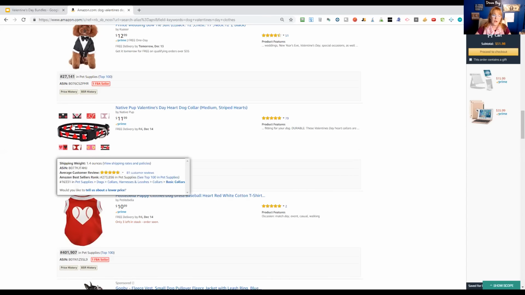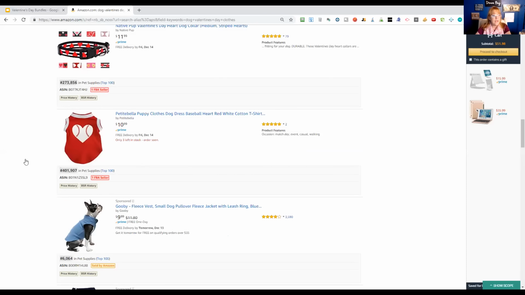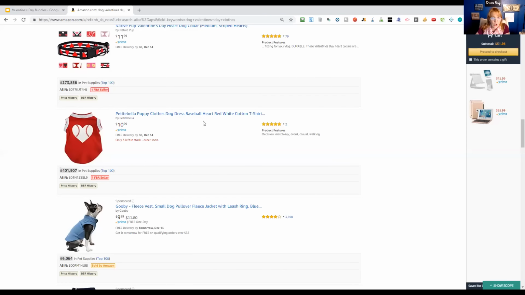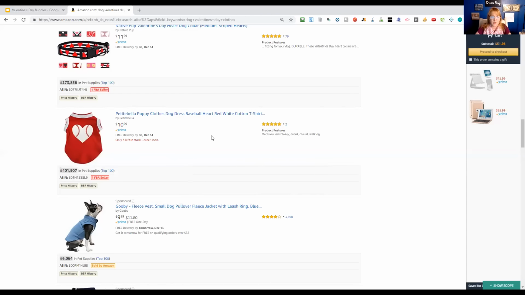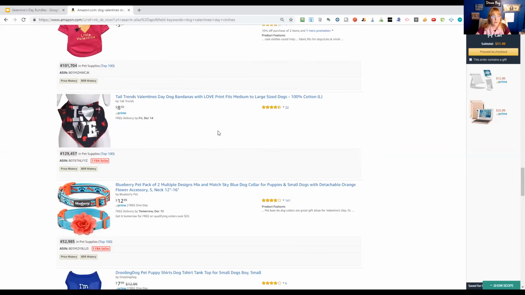Here we go. The cute little collars. You can do matching leashes with them. Here's a mashup. Why do I like this? Because I like the mashup of dog, Valentine, and baseball lovers. So we've got some really cool keyword mashups here. And they can put a few other things with it to make it more valuable and to make it a higher price bundle. So this is just some ideas of what people are buying for their pets.